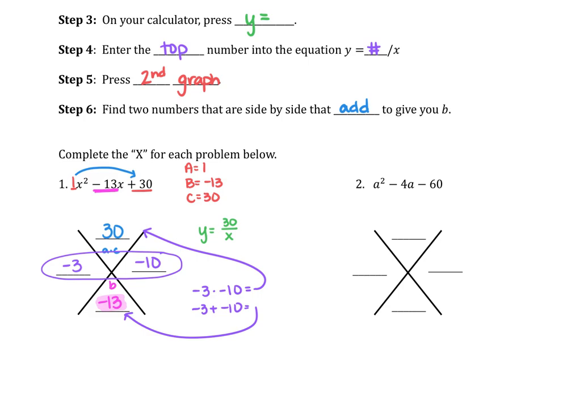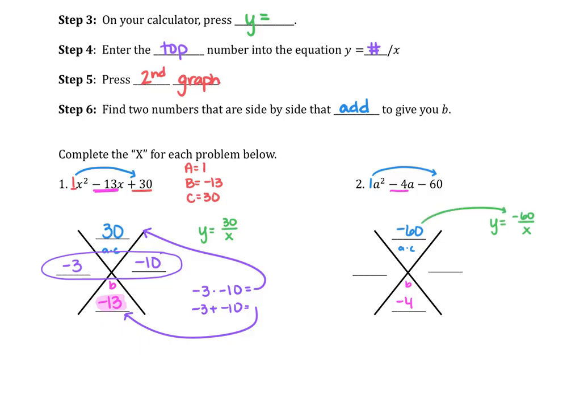Let's try a couple more of just determining the x. So I'm going to start first with multiplying my a, which is 1, times c. That's 1 times negative 60. So that gives me negative 60 in the top of my x. And I want it to add to give me the negative 4 b value. Remember, I'm going to go to my calculator. I'm going to type in y equals negative 60 divided by x. I'm using the top of my x when I look for factors.